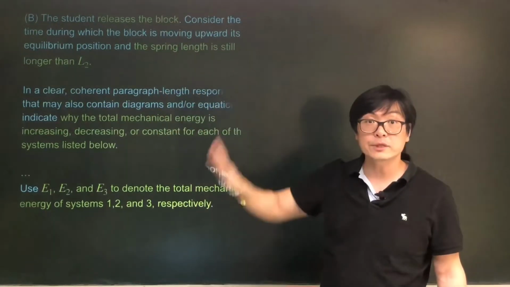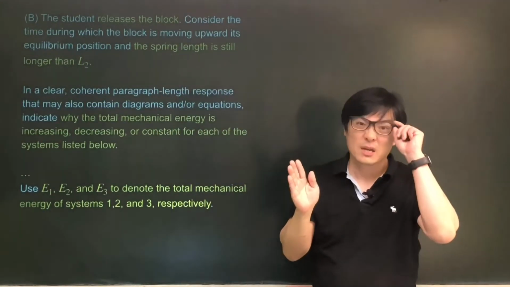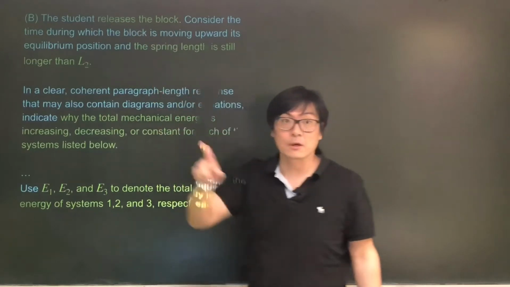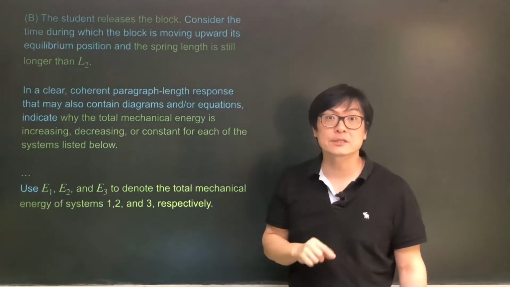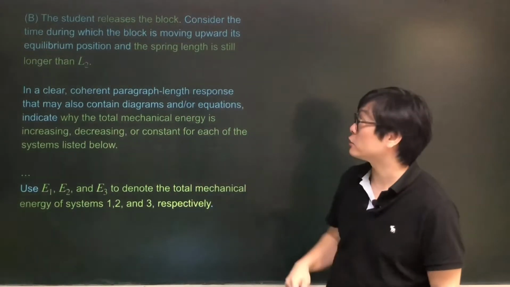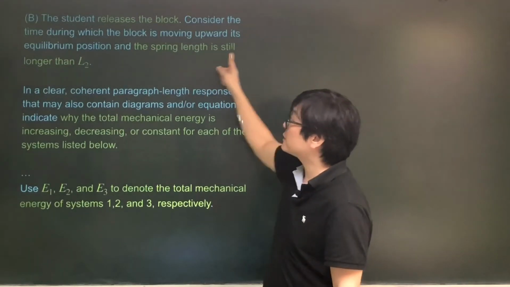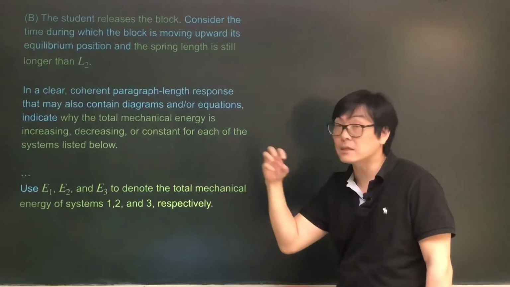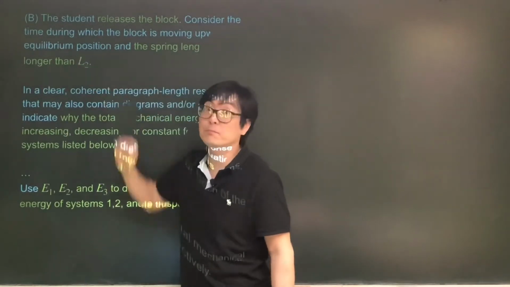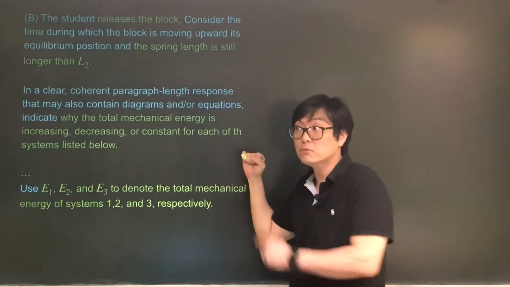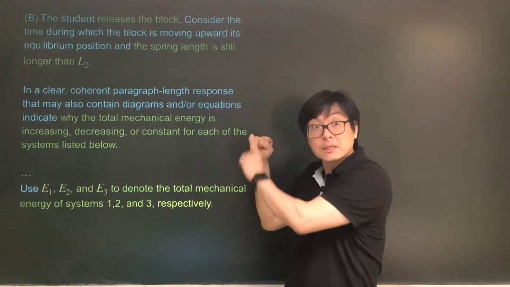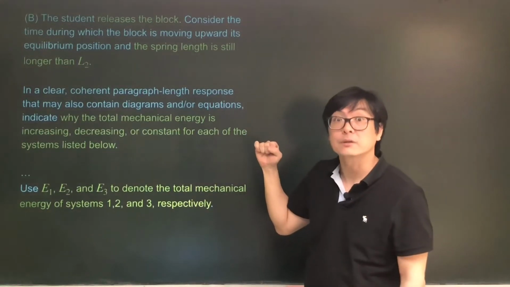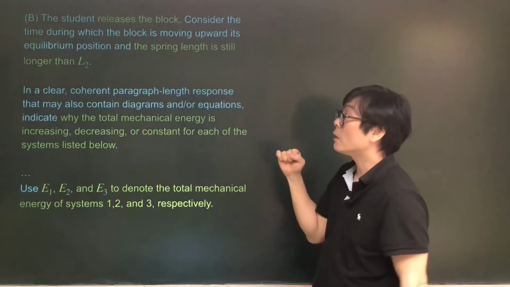Previously, in all three cases the net force equals 0. But because the student releases the block, that changes. So the net force is not equal to 0 anymore. You have to catch it. And the spring length is still longer than L2. That means the block is still lower than the equilibrium position, so it is moving up with upward acceleration. Okay, the net force should be upward.